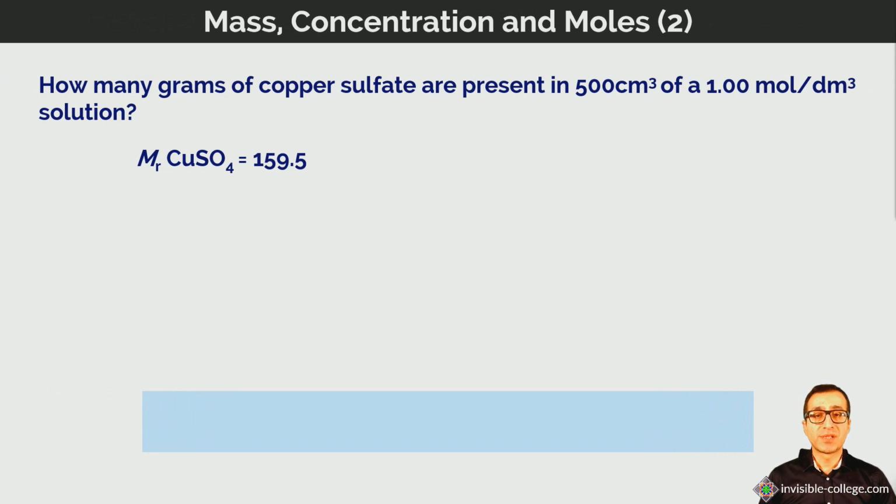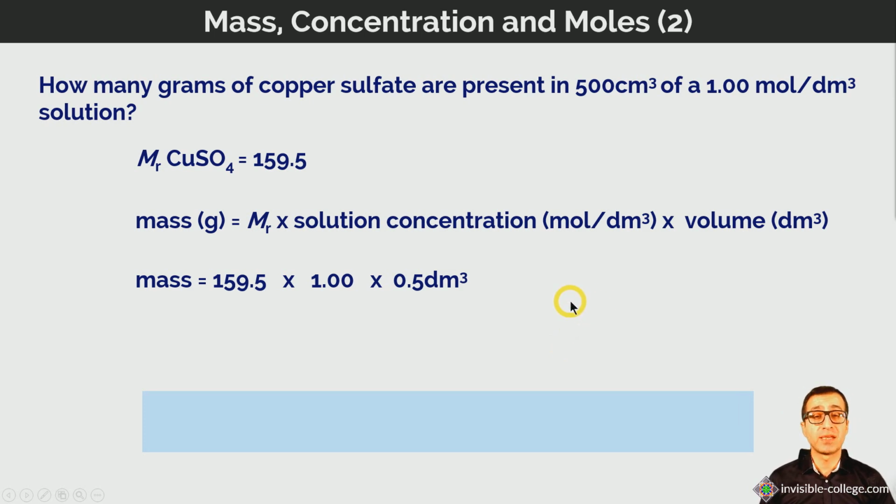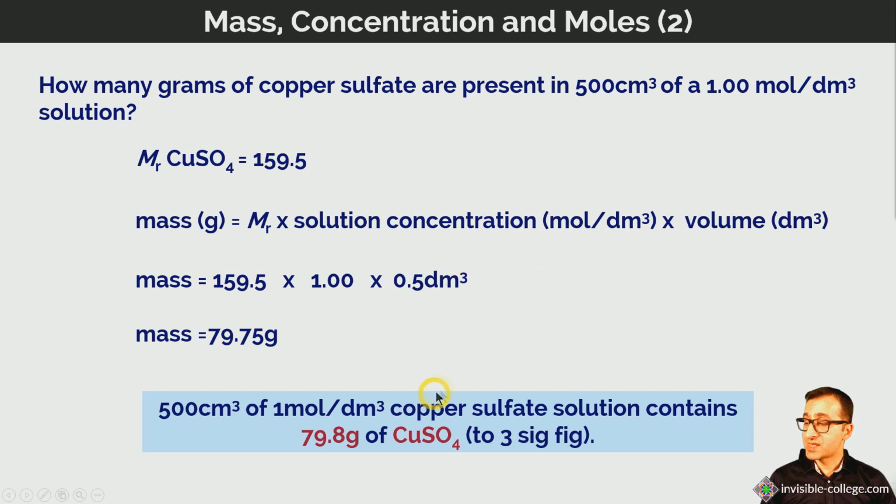So here, what we need to do is to perform a calculation that looks a bit like this. So we have the relative formula mass, and we have the volume of a solution, and we have the concentration of the solution. So if we know that there is 1 mole in every decimeter cubed, but the actual volume of solution that we have is 500 cubic centimeters, then we can simply multiply the relative formula mass by the solution concentration and then multiply that by the volume that we have in cubic decimeters. So the mass is going to be 79.75 grams. And that gives us 79.8 grams to 3 significant figures here.